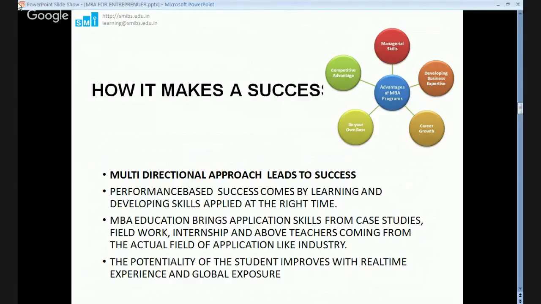Performance-based success comes by learning and developing skills applied at the right time. MBA education brings application skills from case studies, fieldwork, internships, and above all, teachers coming from the actual field of application, like industry, chartered accountants, and company secretaries. They come and take the classes on what they are practicing. That means you get a very practical platform in MBA. The potential of the student improves with real-time experience and global exposure.